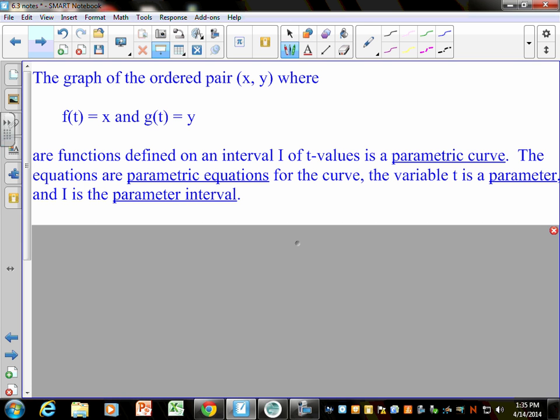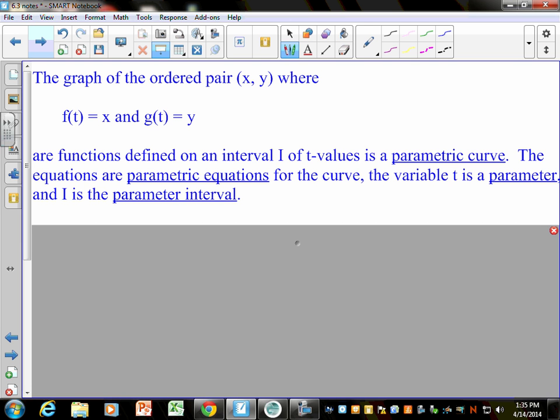Here's the big thing about parametric equations, and maybe once we do one, it'll come back to you. There's two equations for every parametric equation because they're in terms of t or some other variable. With trig, we like to use theta instead of t. But you have some function in terms of t that equals x, some function in terms of t that equals y, and this is just some vocab here.